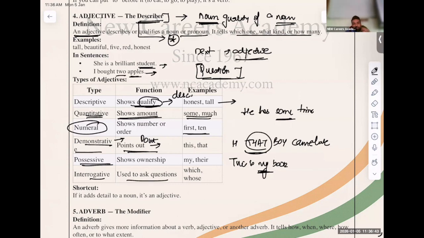Interrogative: when you ask a question, whose book is this? Now we are asking a question with the noun. This is not the adjective in this case. So anything which is with the noun, which describes the quality of a noun or pronoun, is called an adjective. There are different types of adjectives. I am again repeating, that does not mean my in every sentence is going to be an adjective. Clear or not? It is going to change accordingly.